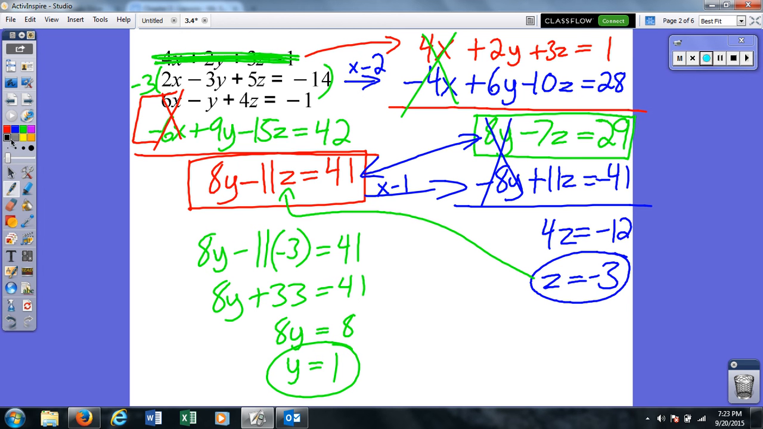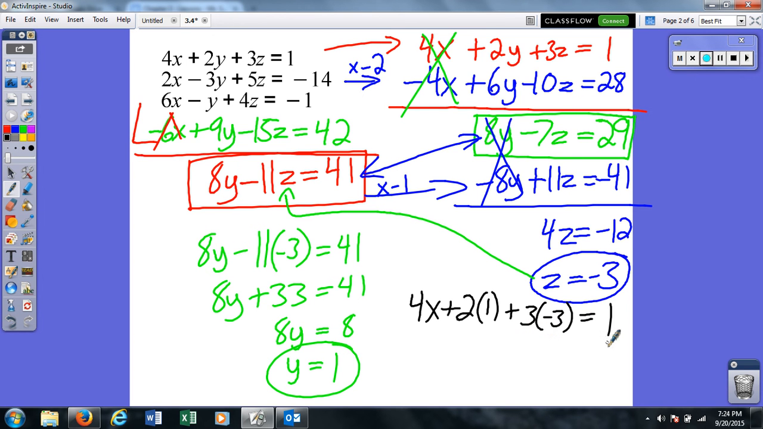In order to find the last one, we're going to have to go back to one of the original equations. It doesn't matter which one, but we're going to want one of those three original equations. Then we're going to take our value for z, take the value for y, plug them both into that equation, and then solve it for x. I'm just going to take the first equation, but again, it does not matter which one you do. So 4x plus 2 times y, which is 1, plus 3 times z, which is -3, equals 1.